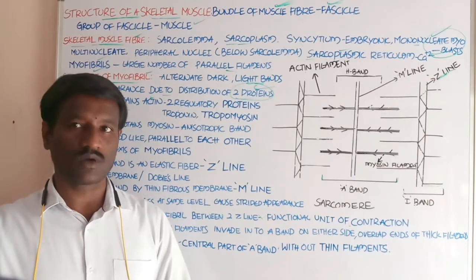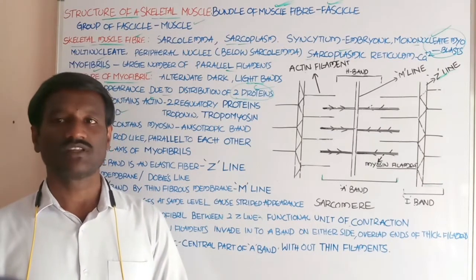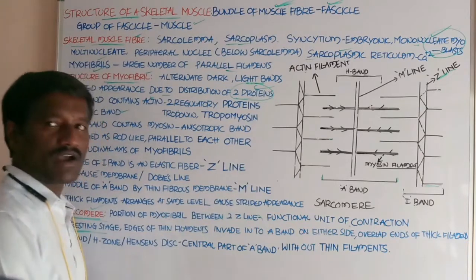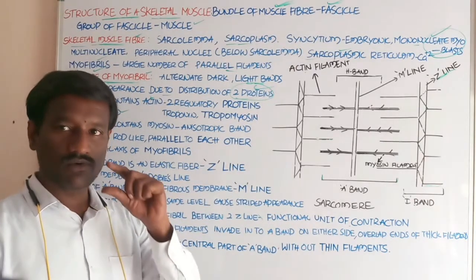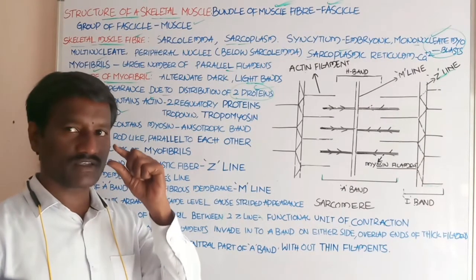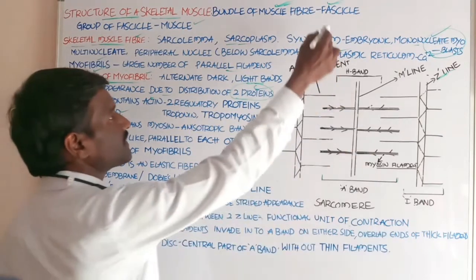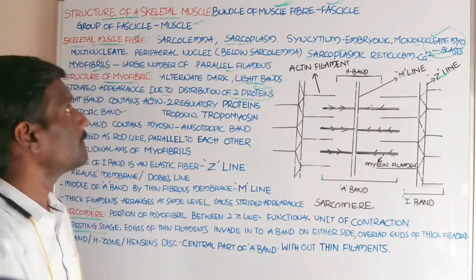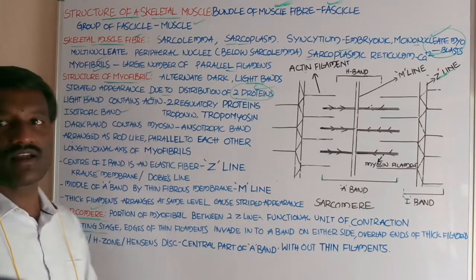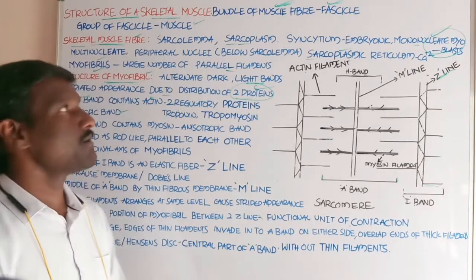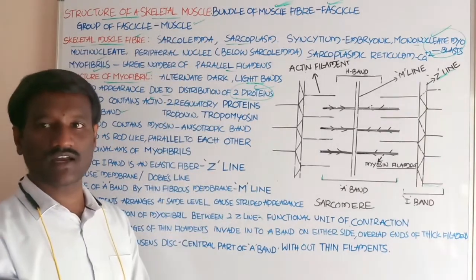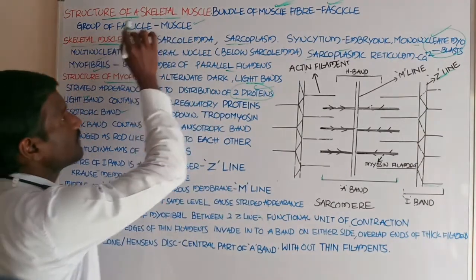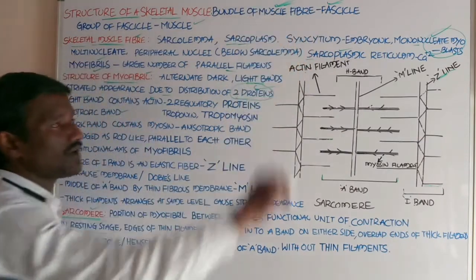Muscles which are attached to the bony structures, the skeletal structures in the body, are called skeletal muscles. A bundle of muscle fibers is called a fascicle. A fascicle covered with a connective tissue sheath is called perimysium. A group of fascicles forms the muscle, which is covered with a connective tissue sheath called epimysium. Muscle consists of fascicles, and each fascicle consists of many muscle fibers.